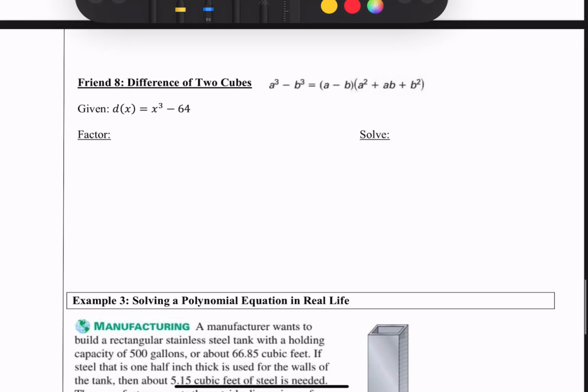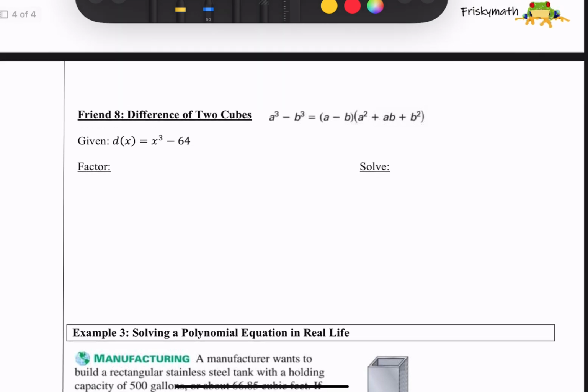And your last friend, difference of two cubes. Actually, a super easy friend now that you've already met the sum of two cubes. It's the exact same formula. The only difference is the subtraction sign has moved. It used to be a subtraction here for a sum of two cubes, and it was a plus here. Okay, so this is a sum. That's the only difference. Okay, they've just changed where these signs are. They just kind of switched them around.